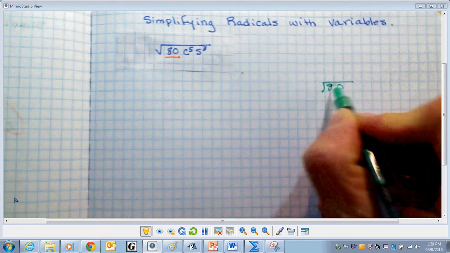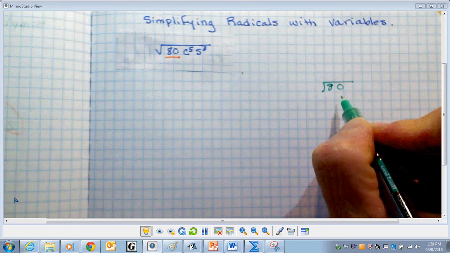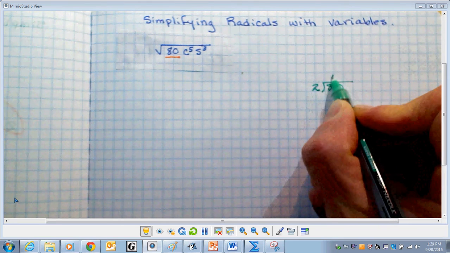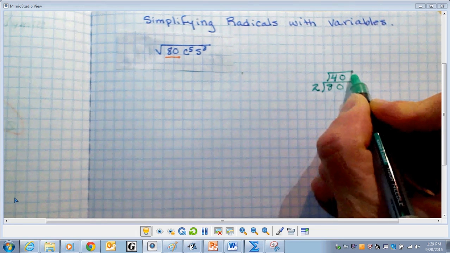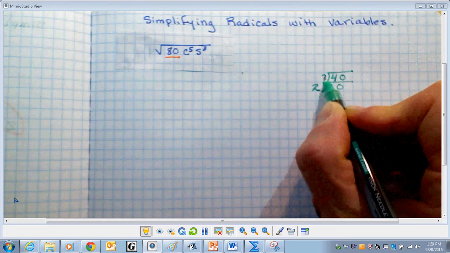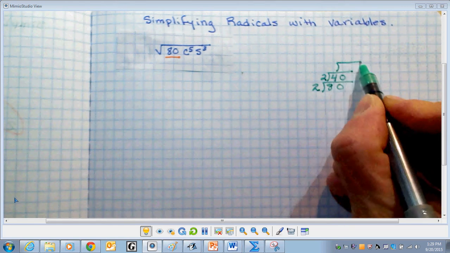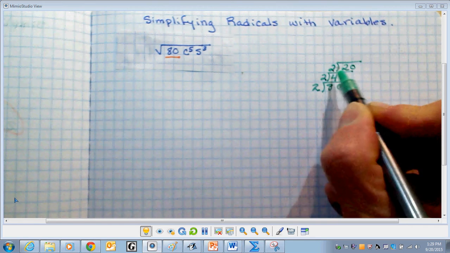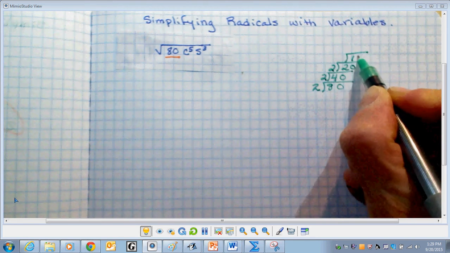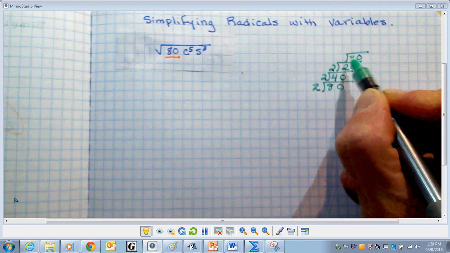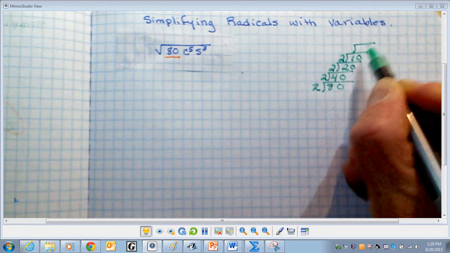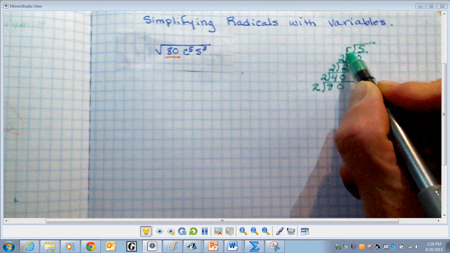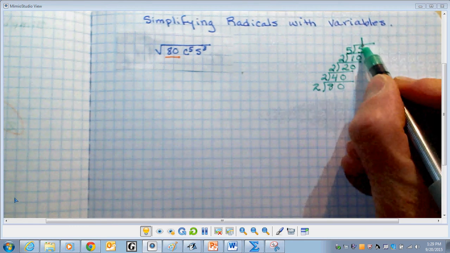And I'm going to think, what is the smallest prime number that goes into 80? Well, the smallest prime number is 2. 2 goes into 80 40 times. What prime number goes into 40? 2. 2 goes into 40 20 times. What prime number goes into 20? 2. 2 goes into 20 10 times. What prime number goes into 10? 2. 2 goes into 10 5 times. What prime number goes into 5? 5. 5 goes into 5 1 time.